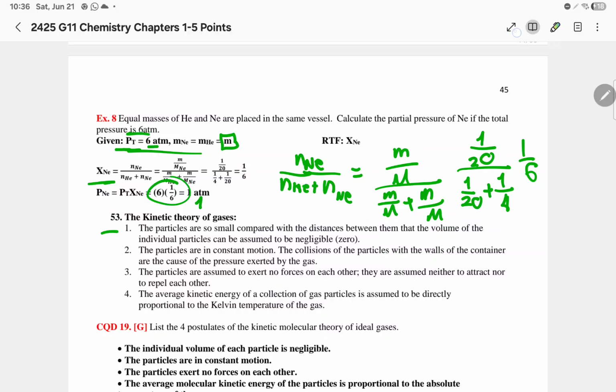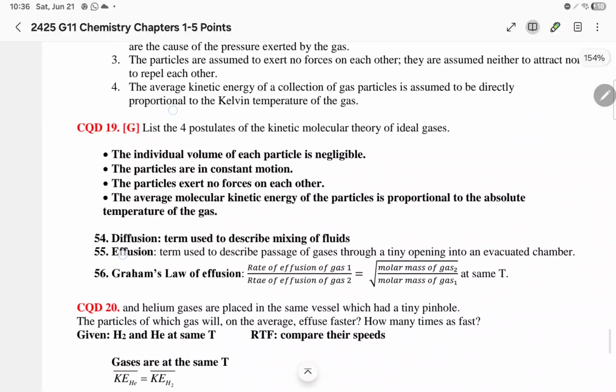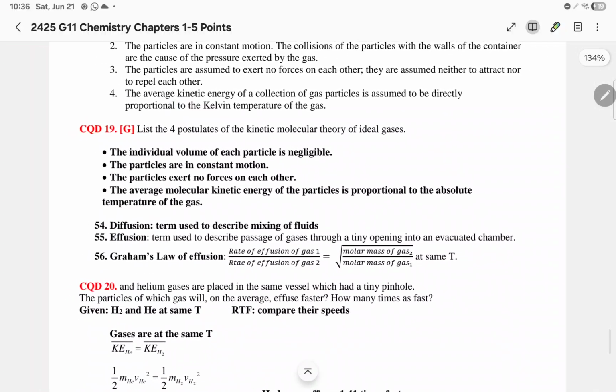Moving on. List the 4 postulates of the kinetic theory of an ideal gas. So what you have to do is just name the exact same things I named there. Memorize them, by the way, it's very important. Now, diffusion is the mixing of fluids. Effusion is the mixing of fluids through a tiny orifice or opening.